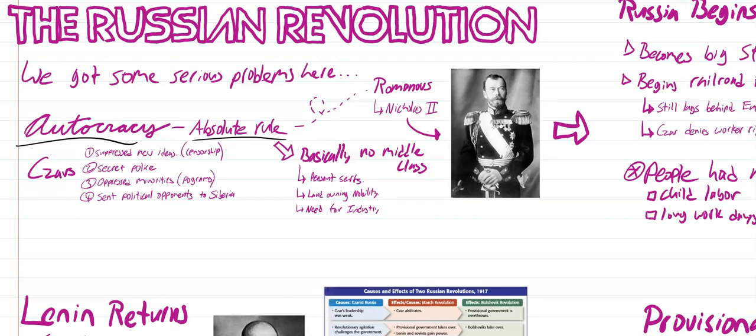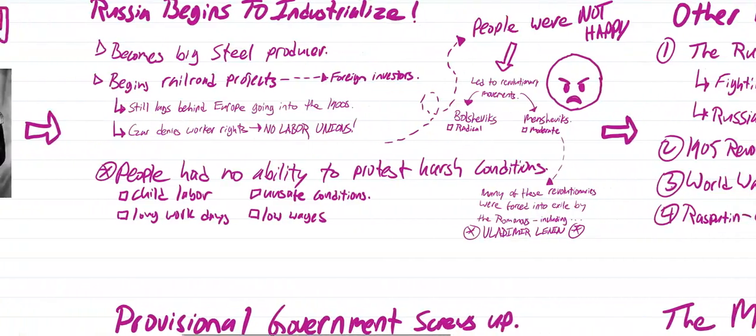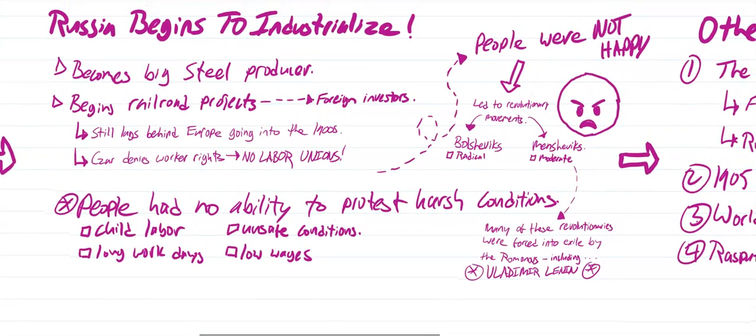The czars used censorship to suppress new ideas. They used a secret police to keep people in check, and they oppressed minorities using these pogroms, or policies that are designed to be oppressive towards people and keep them on the margins. And they also sent political opponents to Siberia, which is like the Arctic region over on the central and eastern side of the country.